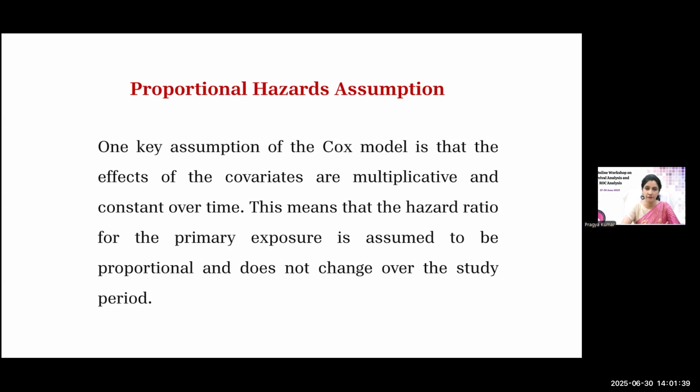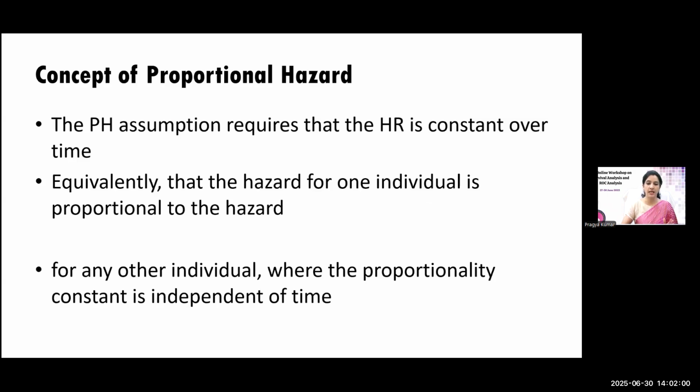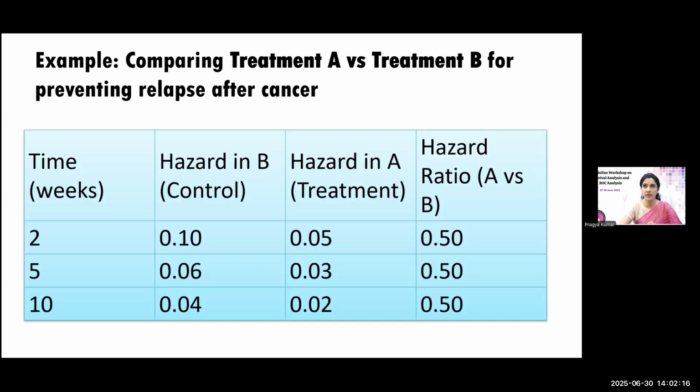That means if there is a study of a duration of, let's say in this example, 6 months, or if you are following individuals for 1 year, the hazard may be different in two groups, but if you take out the ratio over time, it should be constant. It should not change. We will explain it with a few examples. That is the concept of proportional hazard: it requires that the hazard ratio is constant over time. That means the hazard of one individual is proportional to the hazard of any other individual.